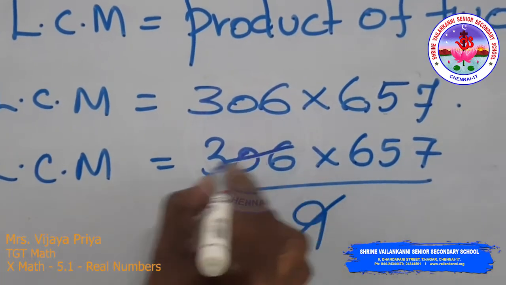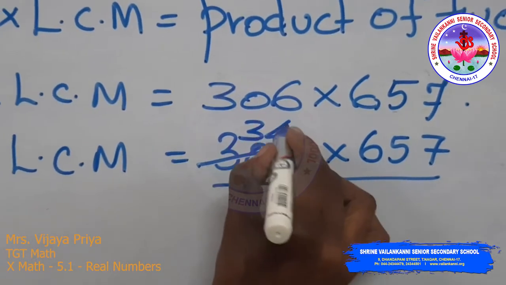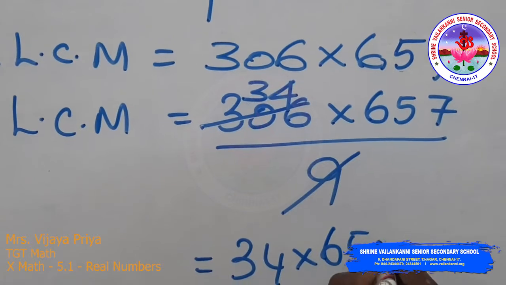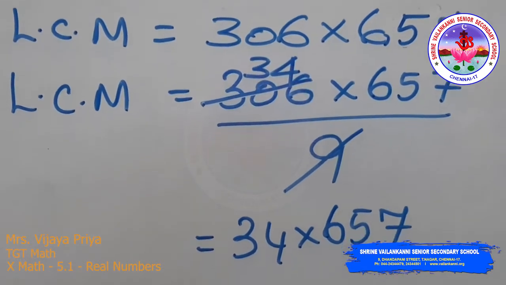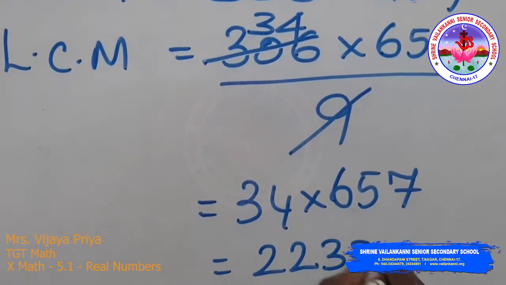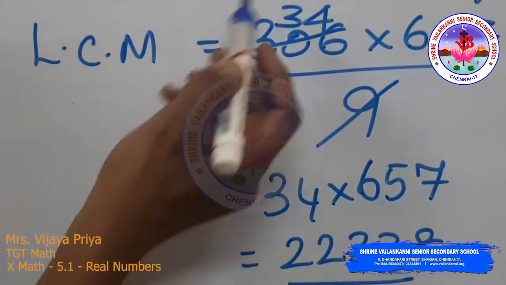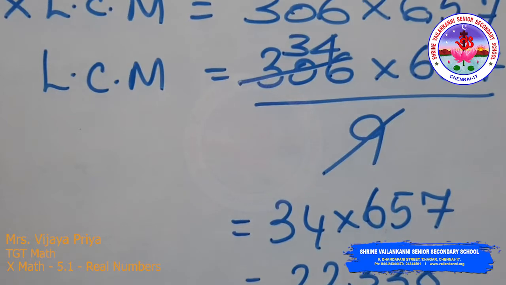So 9 will go into 306 34 times, which is equal to 34 into 657. So we will be getting 22,338 as my LCM of 306 and 657.